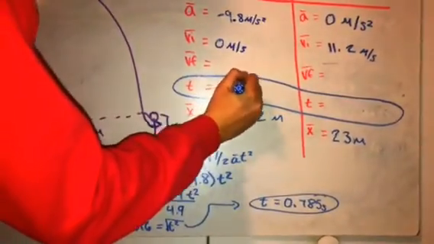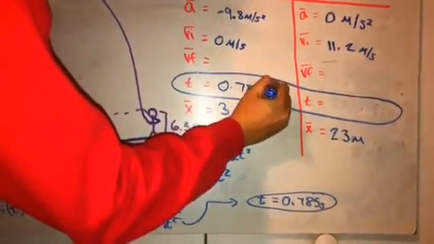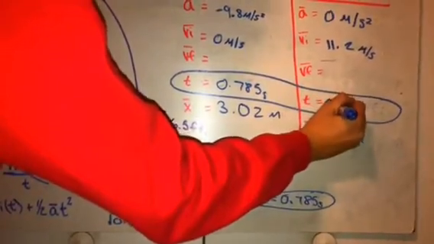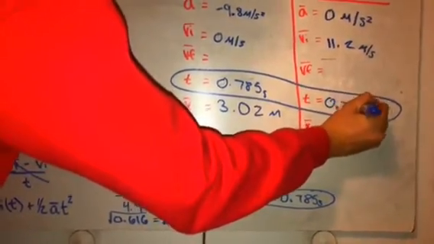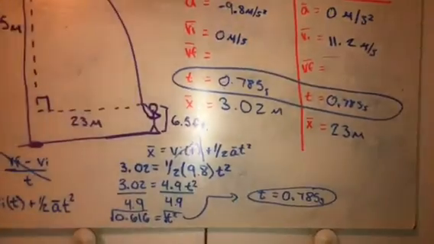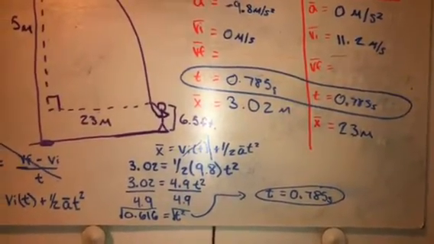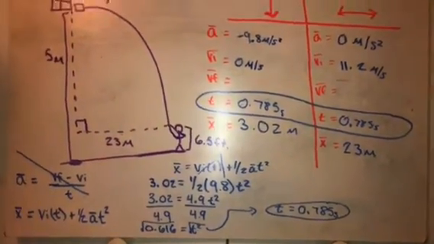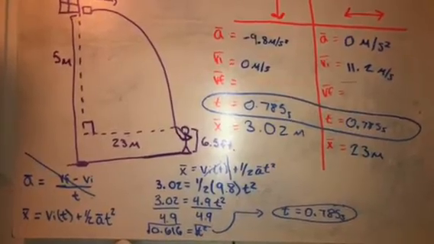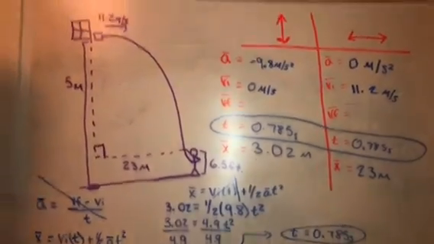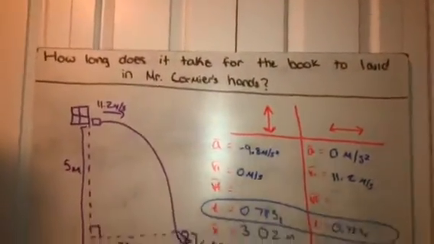Now that we've put this in our chart, we know that time for the vertical and the horizontal will be the same, because it's not possible to have a different amount of time for an object going vertically than it is horizontally. So therefore, our answer to the first part of our question is 0.785 seconds.